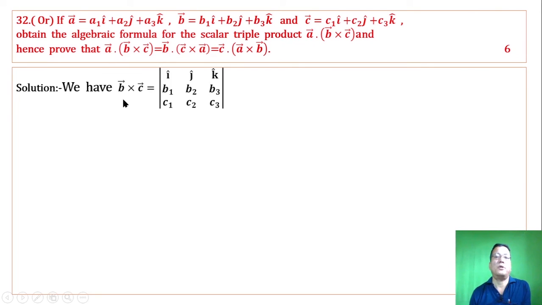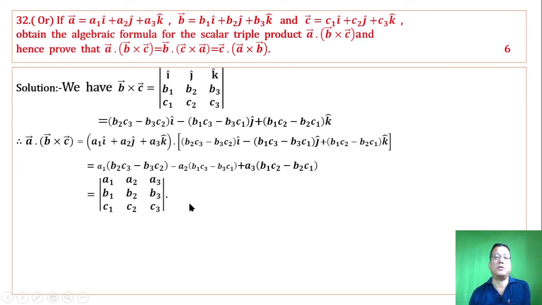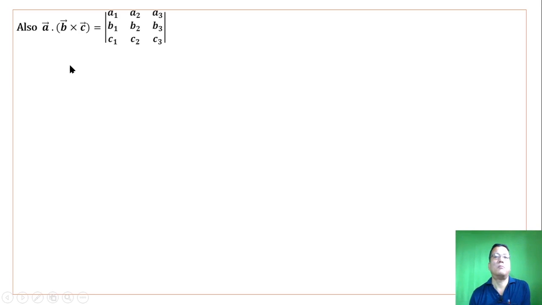We have b cross c is equal to this, whose expansion in the first row gives this. a dot b cross c is equal to this, whose scalar product is this, which is the expansion of this determinant. Also, a dot b cross c is equal to this.